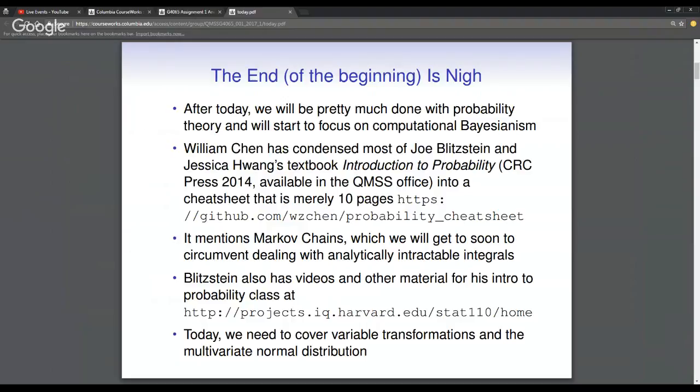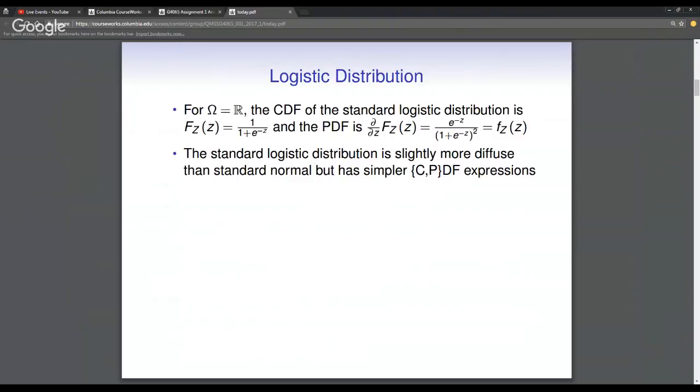Today we're going to cover variable transformations, and related to that, how we get the multivariate normal distribution, which is the most important multivariate probability distribution, a generalization of the univariate normal. But before we do that, I want to start with a distribution that is kind of similar to the standard normal. This one is called standard logistic.